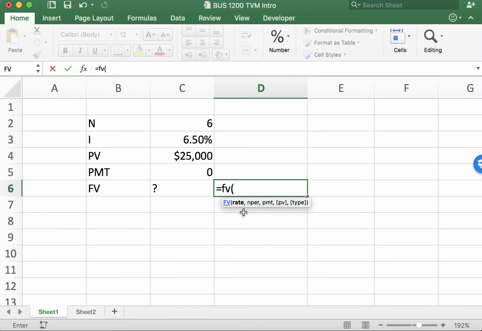So we need rate, n per, which is the number of payments per period for the problem. Payment, we know what payment is. Present value is in brackets. Sometimes there is no present value. It could be 0, so you don't have to put that in. But in this case, of course, we do. And then type. Type is something you might not have crossed your path yet.